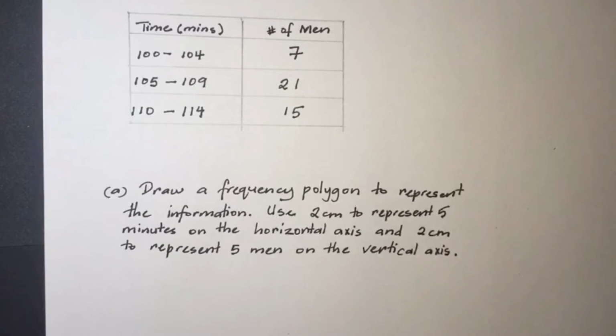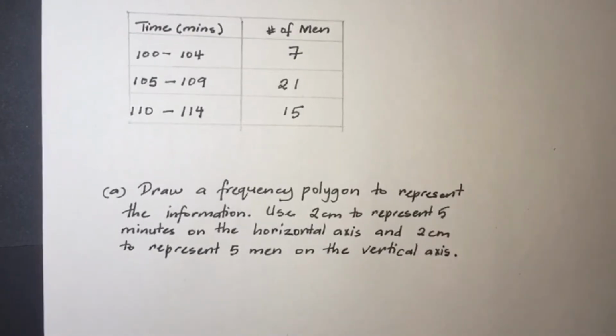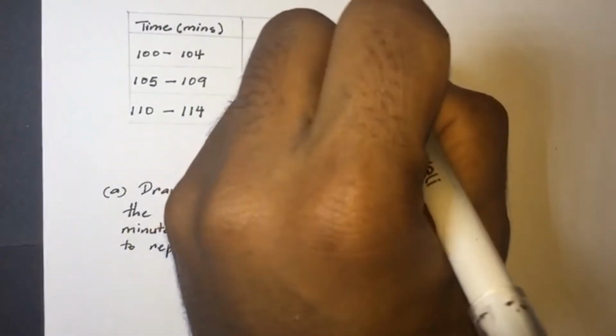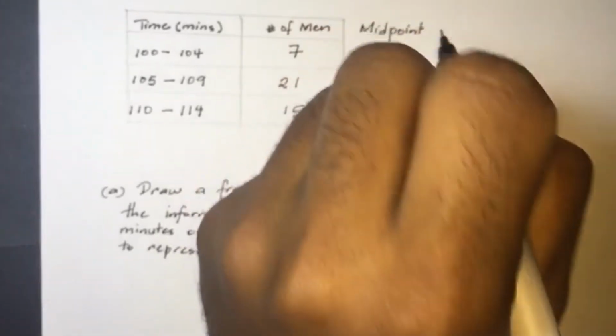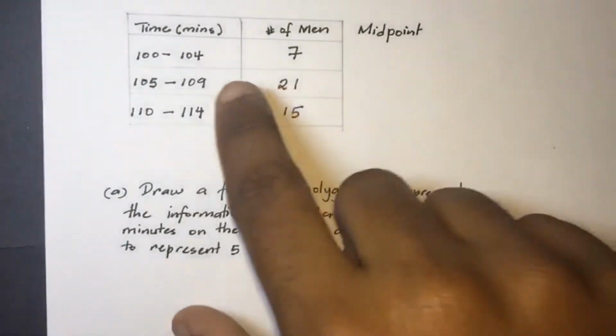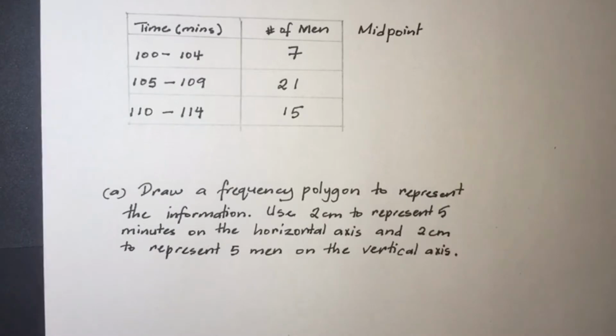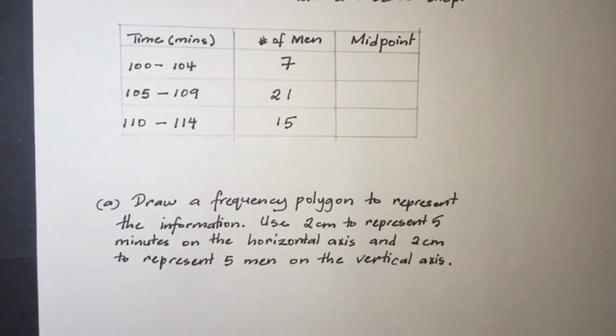Now remember, to draw our frequency polygon, we need 2 bits of information. You remember what we need? We need the frequency and we need the midpoint. So we now need to calculate the midpoint for each of these class intervals. Do you remember how to calculate the midpoint? Let's take a try at it.